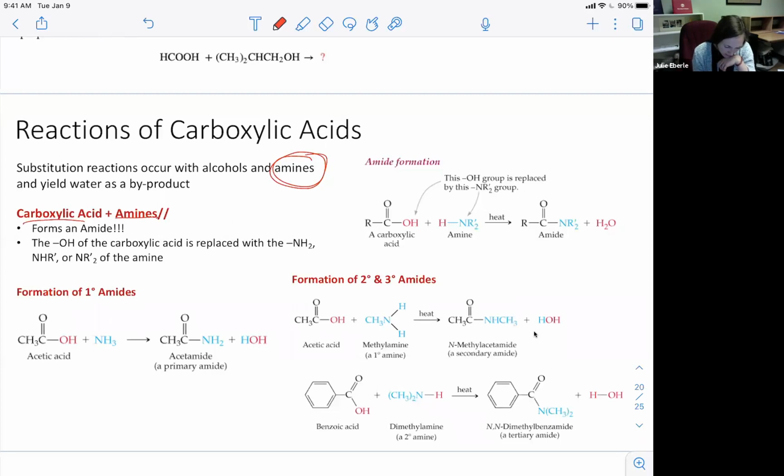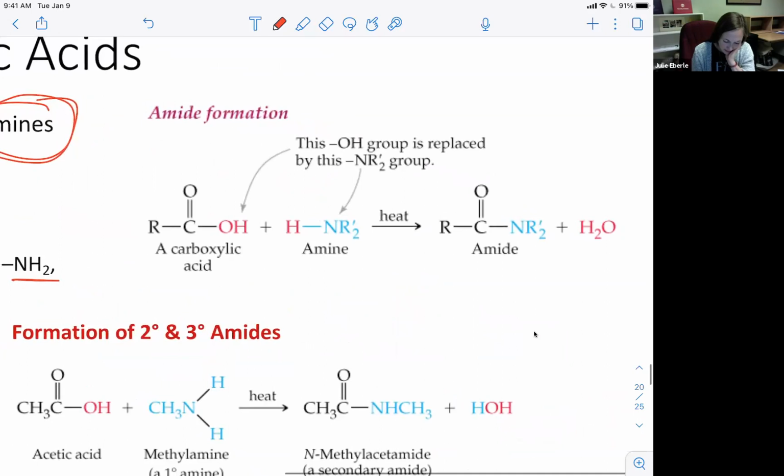Carboxylic acid plus amines, that's what forms an amide. Here's what's gonna happen. The OH of the carboxylic acid is replaced this time with NH2. So very, very similar to what we just did with esters. Now we're doing it with amines to make amides. So here's what it looks like. Again, the parts in red break off, make water. The part in blue slides over and joins up with the remainder of your carboxyl group. This time it's a nitrogen group though. So that's what makes the amide.